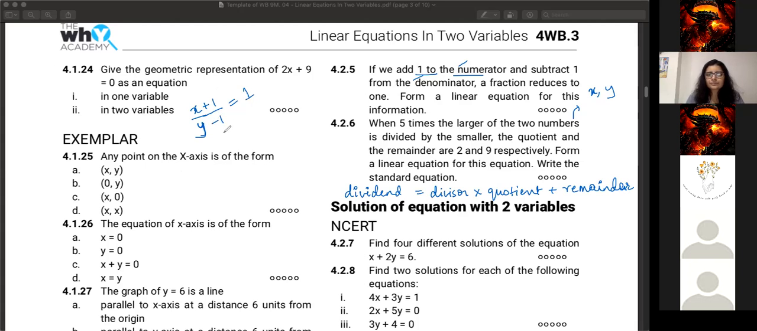Now you just have to simplify this. So x plus 1 equal to 1 into y minus 1 will be y minus 1 only. फिर इसको rearrange कर लेना मिल जाए. Okay, ma'am. Got it. Thank you.